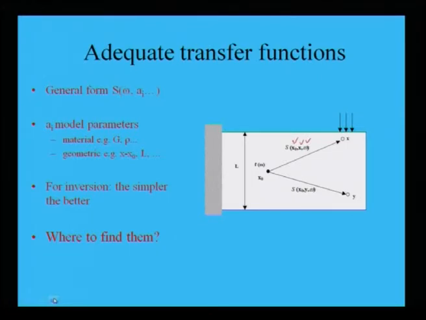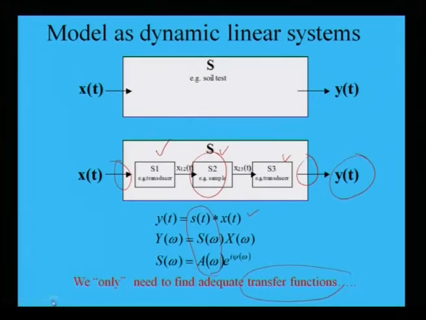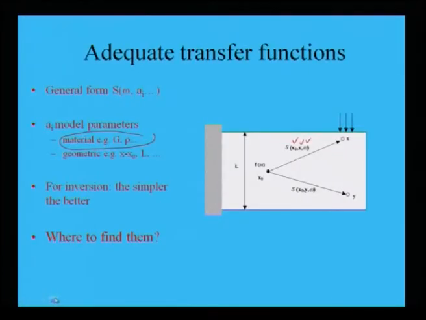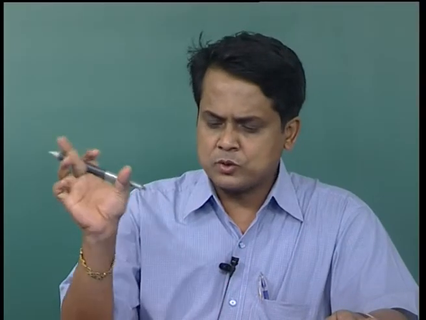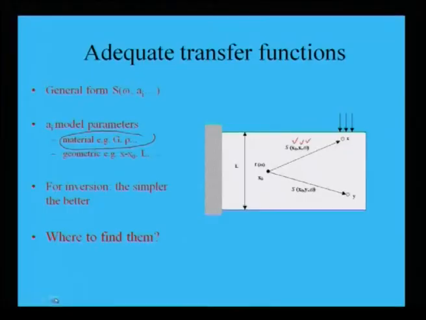What are the model parameters? That means G and rho. G is your shear velocity and rho is your density. This is about material, that means this is your model parameter. Then geometry is nothing but your length, means total length, or x1 minus x0, this is your geometry. For inversion the simpler is better, the more you simplify it, the better. Where to find them?